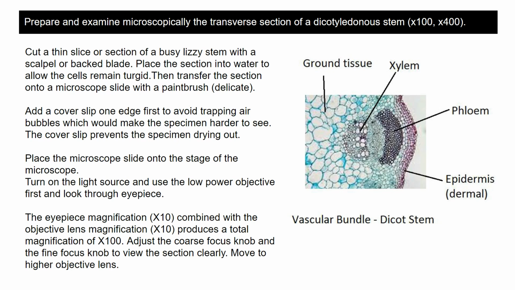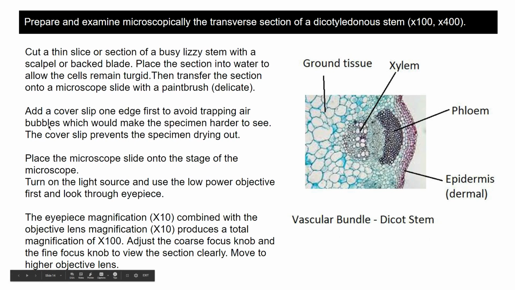Place the section into water to allow the cells to recover, to absorb water, to remain turgid. Okay, then you can repeat that a number of times so you have a number of sections resting in water. You can select the best section and the thinnest section using a paintbrush and transfer it to a microscope slide. The paintbrush has delicate bristles on it that won't damage the section.